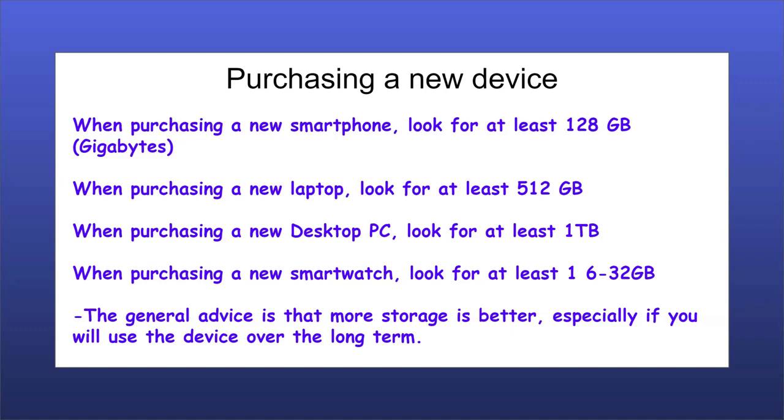If you're purchasing a new laptop, look for at least 512 gigs of storage. Most people keep their main, important stuff on the laptop. So make sure your laptop has a lot of storage. If you're purchasing a new desktop PC, that's probably where you store all of your data. So look for at least 1 TB of storage. And if you're purchasing a new smartwatch, look for at least 16 to 32 gigabytes of storage.